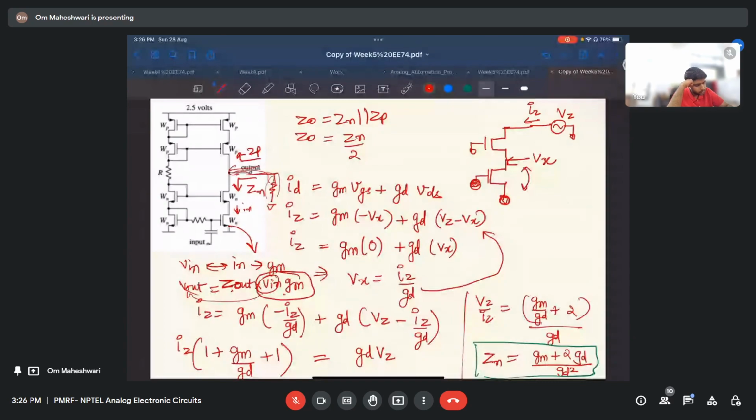I'm not sure what you're saying, but the thing is we are applying input only here. So this is being converted into a small signal current through this transistor only. That is why we get the GM factor. GM is actually what? The conversion of V in to I in, right?